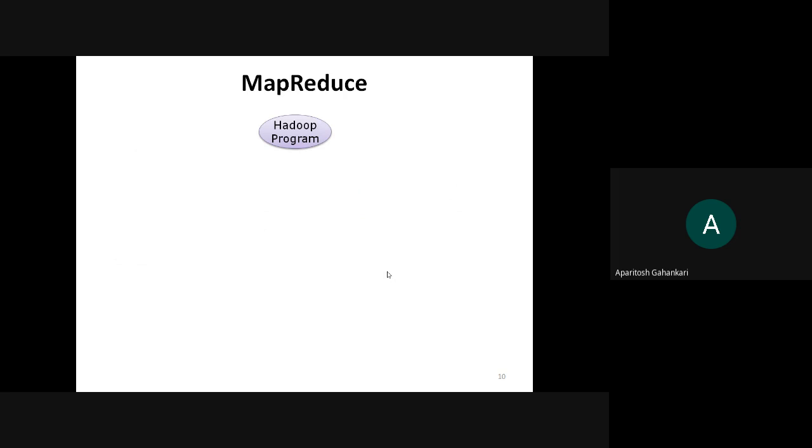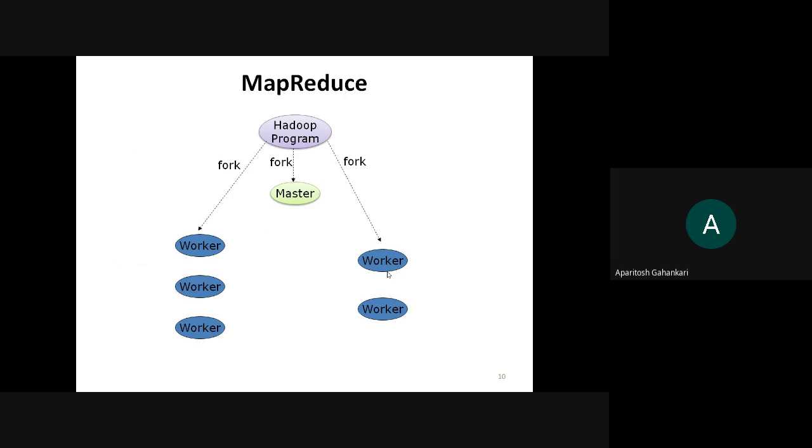Now, how is this particular MapReduce implemented? This is how it is done. Here, what is the meaning of fork? Fork means to create a new process.